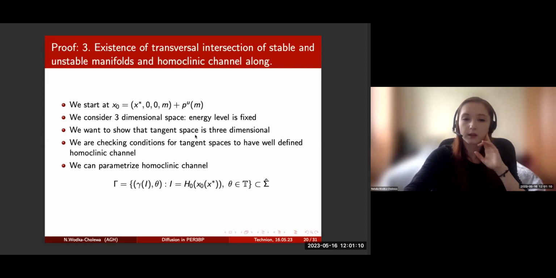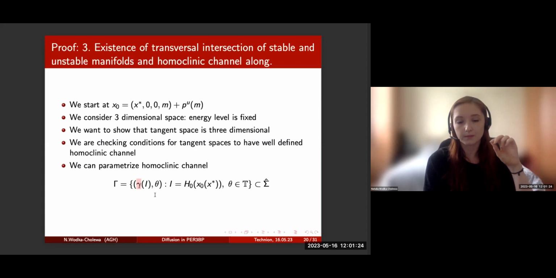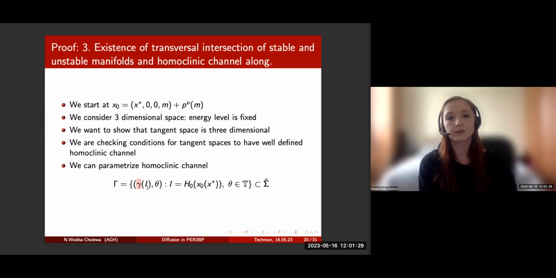And this common channel, you can parameterize it by theta, of course, it's an angle, but you have this curve that is an intersection. This small gamma of I is an intersection. It's a one-dimensional curve, and this is our common channel. So we go along the intersection, and we change only the angle. So this will be our channel. If you think about it, it's some sort of neighborhood of the intersection.